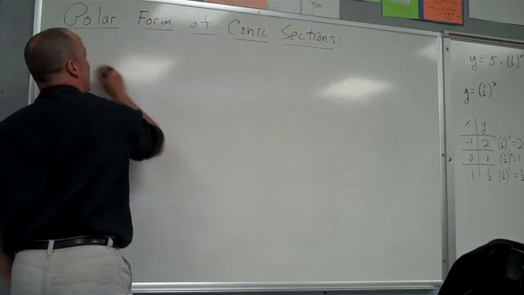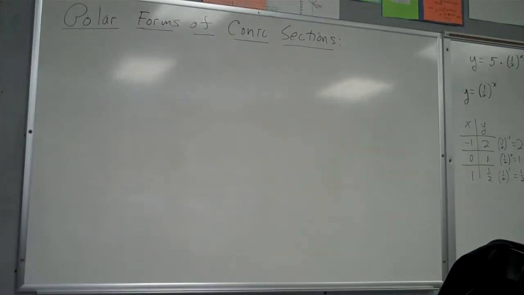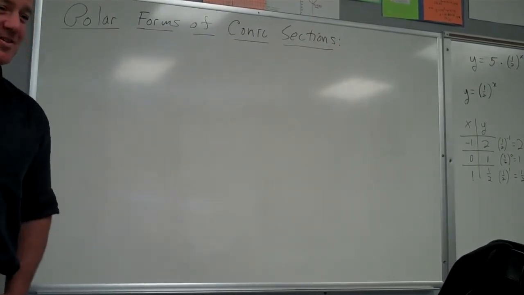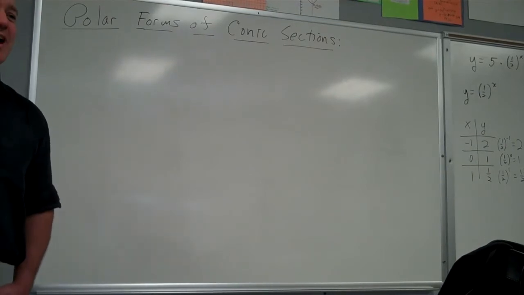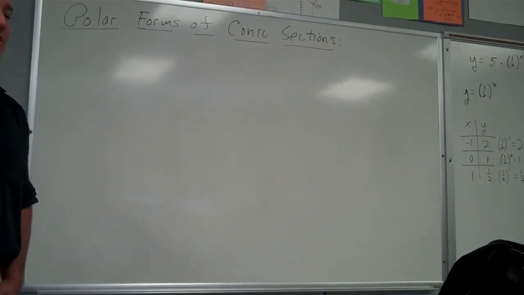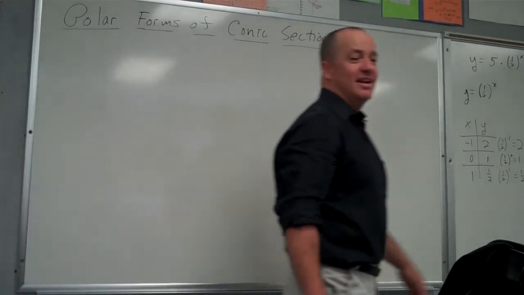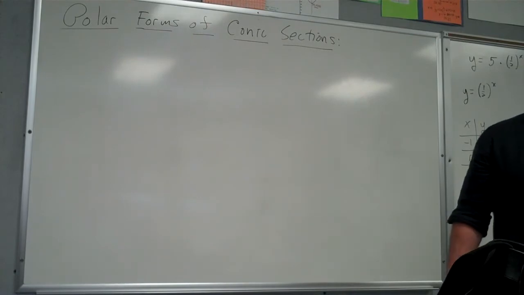Polar forms, I should say plural, of conic sections. What does that mean? It means that we're going to learn how to graph your favorite thing: hyperbolas, ellipses, and parabolas in terms of r and theta instead of x's and y's.